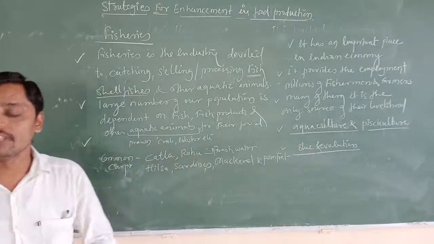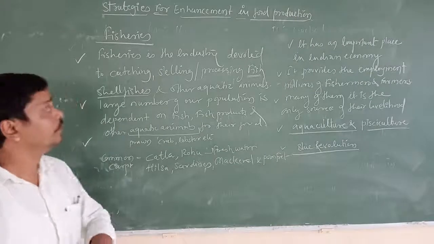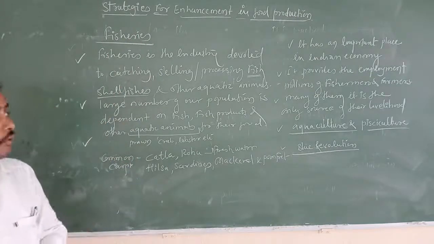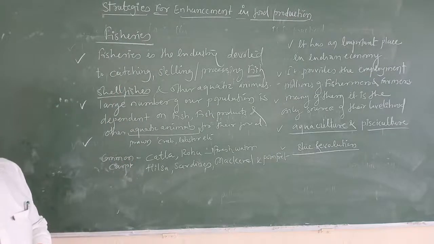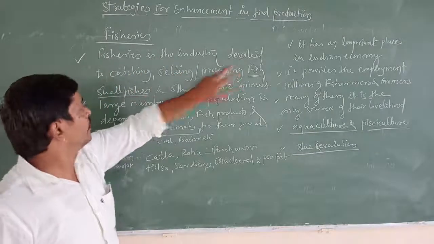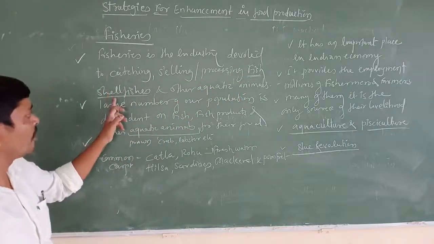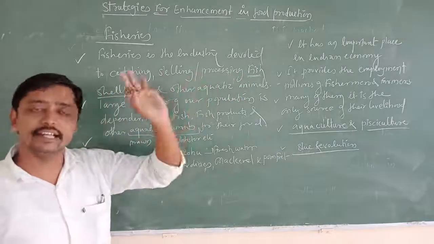These are also consumed by human beings as food, so they are also included in fisheries. How do we write the definition of fisheries? Fisheries is the industry devoted to catching, selling and processing the fish, shellfish and other aquatic animals.